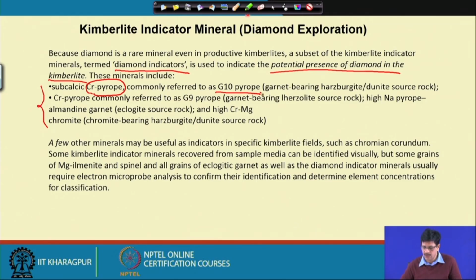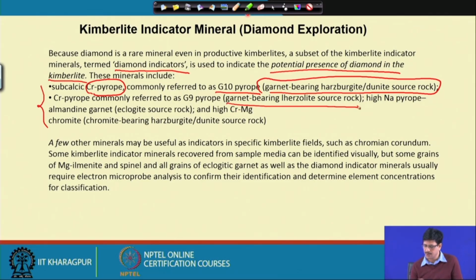This actually comes from a garnet bearing harzburgite or dunite type of source rock from the lower mantle, and this chrome bearing pyrope is popularly known as the G10 pyrope. The G9 pyrope comes from a garnet bearing lherzolite source rock, and there are also high sodium pyrope almandine garnet and high chromium magnesium chromite. So, there are two different types of garnets which are discriminated based on their composition, G9 and G10, and we will see what their characteristics are.